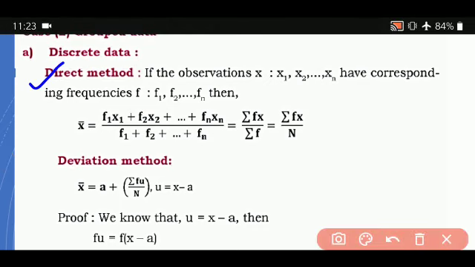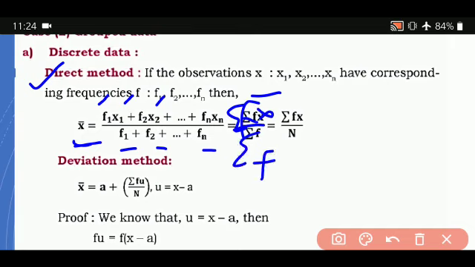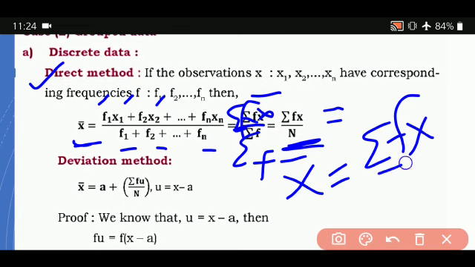The direct method: if the observations x1, x2, and so on, xn have corresponding frequencies f1, f2, and so on, fn, then x bar is equal to f1 x1 plus f2 x2 plus so on till fn xn, divided by f1 plus f2 plus so on fn. This is summation fx divided by summation f. Summation, the total frequency, is always denoted by capital N. So for discrete data, x bar is equal to summation fx upon N. For continuous data also the formula will remain the same.